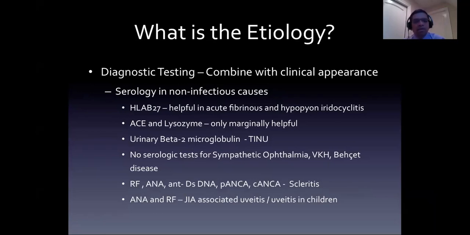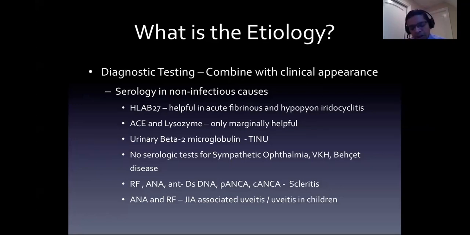I think there are other additional serologic tests that can be helpful in delineating what the patient has. We talked about the ACE and lysozyme being not as useful, and only if combined with a chest x-ray that's positive and histopathologic evidence of sarcoid that's positive. HLA-B27 can be very helpful in acute fibrinous hypopyon cyclitis, and it's a very common cause of this. In unilateral cases, you need to think about that.